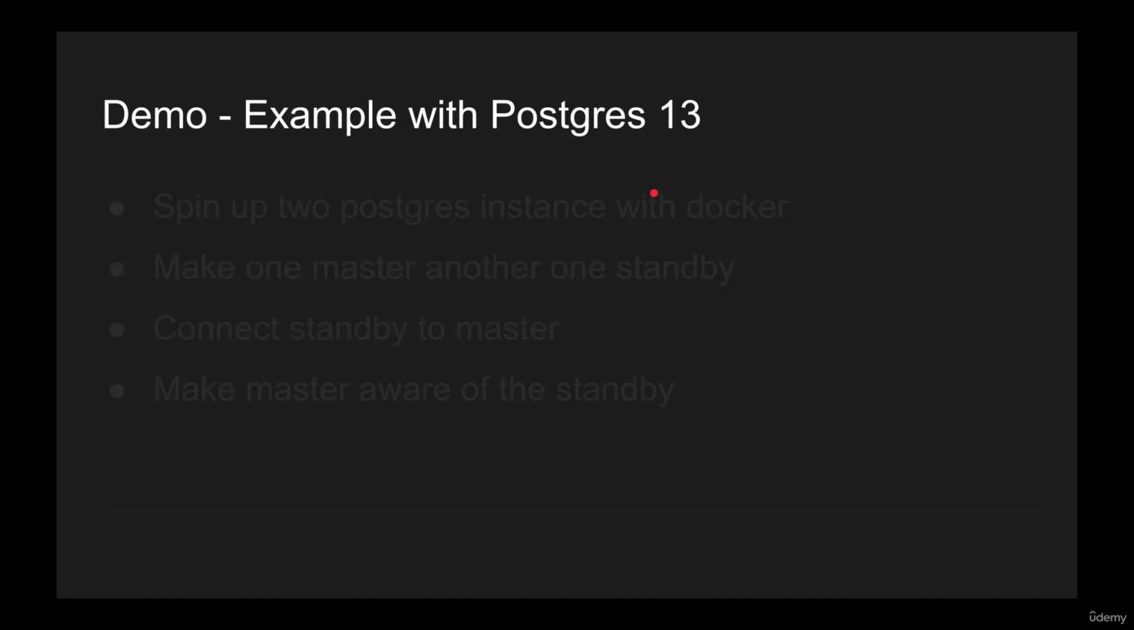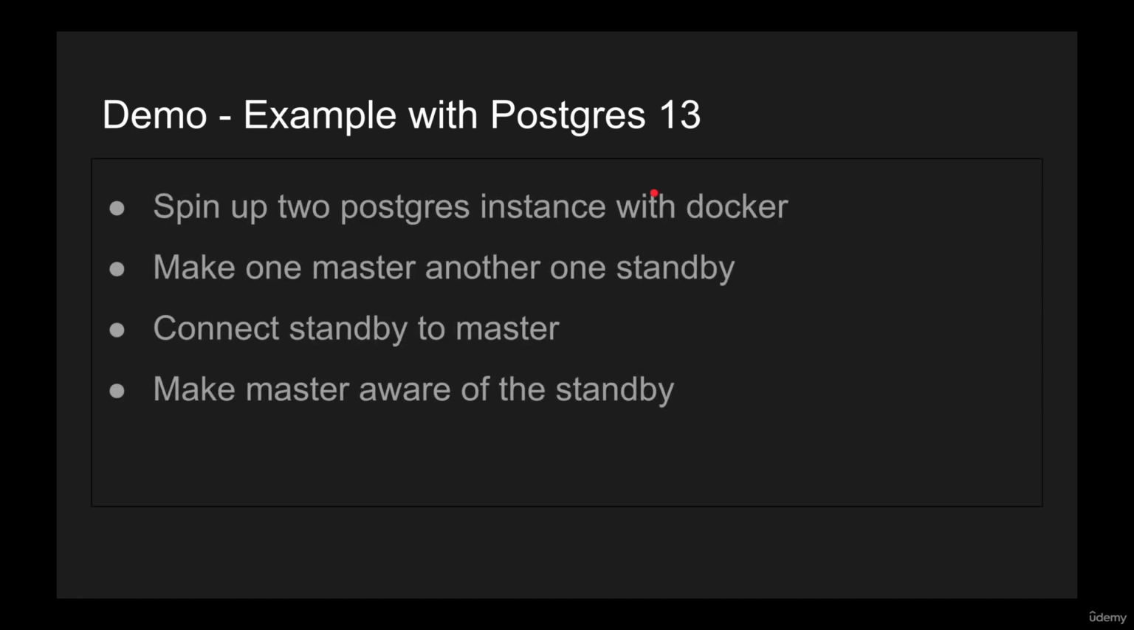So yeah, how about we guys jump into a demo? What we're gonna do here is spin up just two Postgres instances with Docker, one master and one standby for simplicity. We're gonna make one a master and the other a standby. We're gonna connect the standby to the master. I'm gonna show you how to do that.